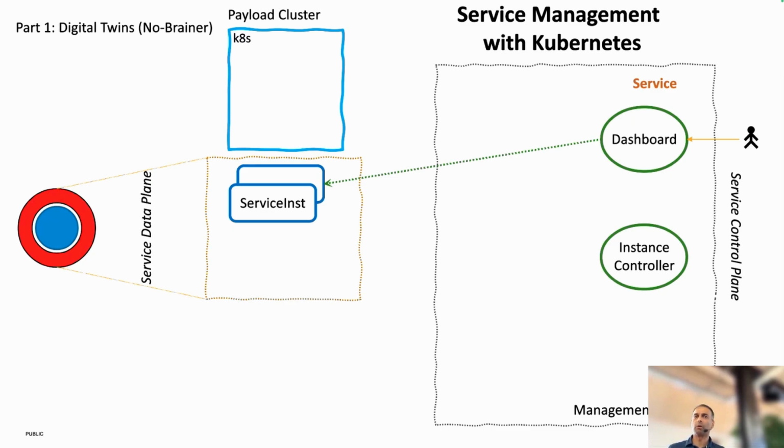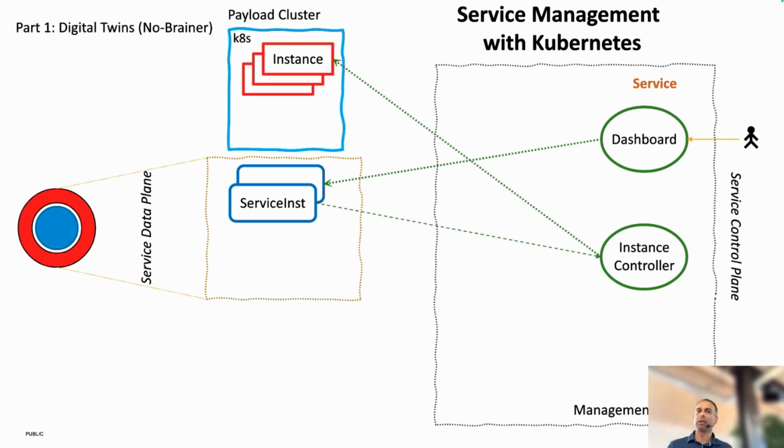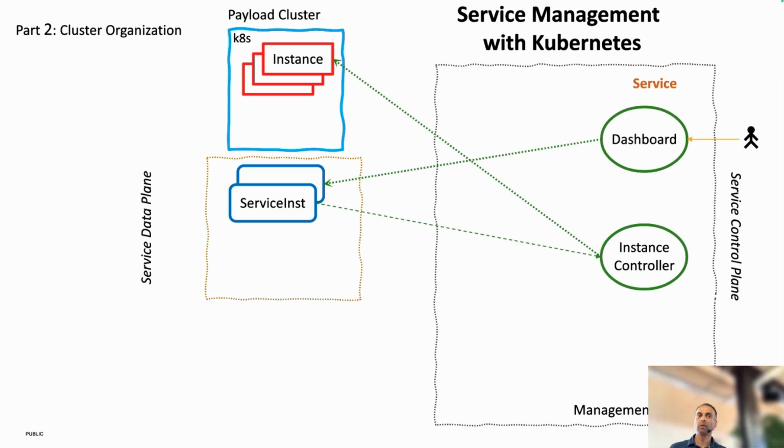That instance controller now sees there's a service instance or two objects, and then it has a payload cluster, and then it just creates the number of instances, whatever it is, in that Kubernetes cluster. Okay. All right. So now how do we organize that? I alluded to that we do the separation of concern. You can't put everything into one single cluster, not at global scale anyhow.